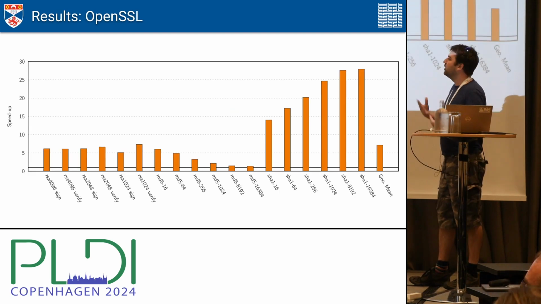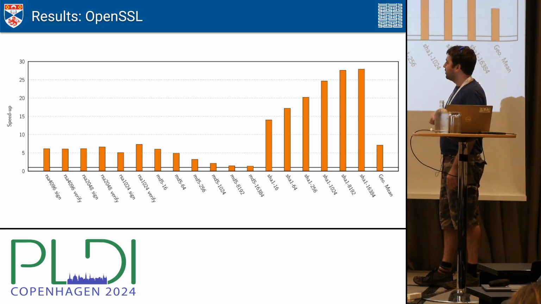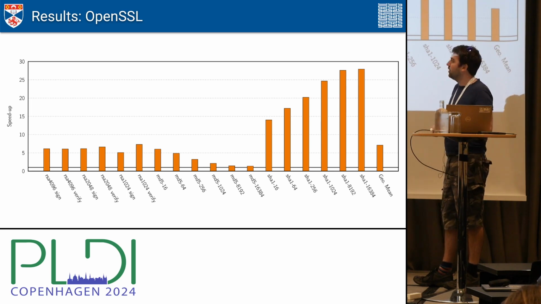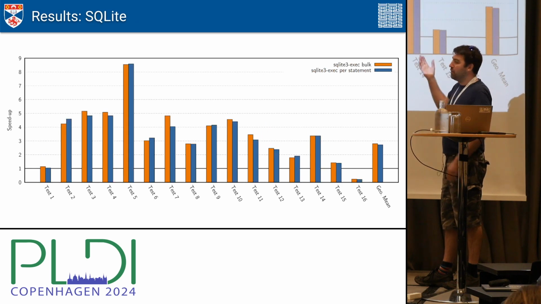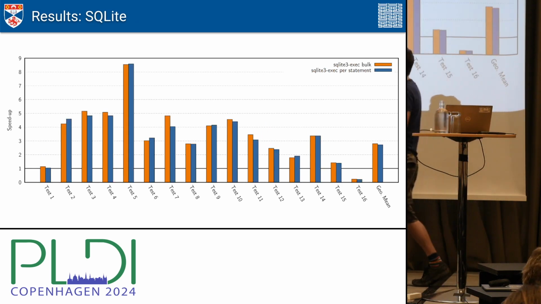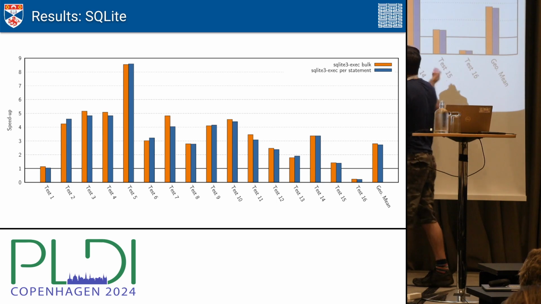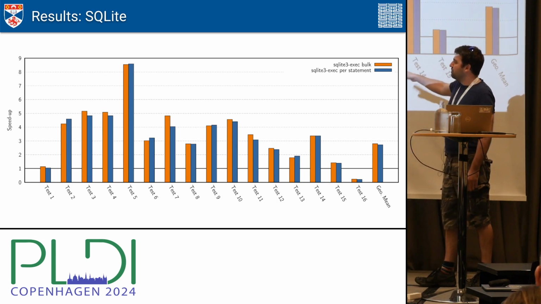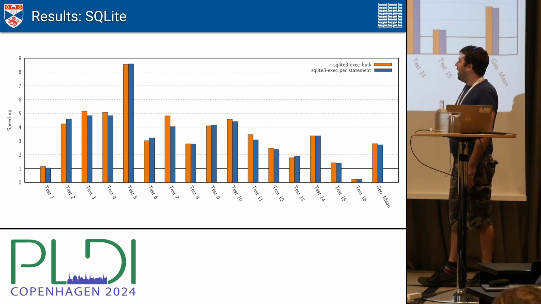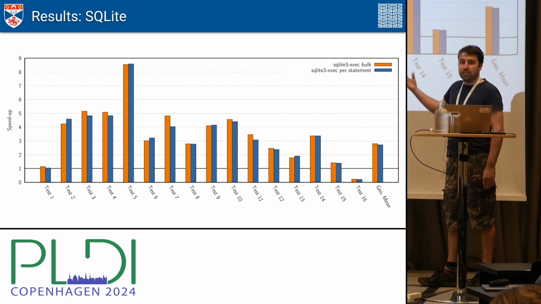And then for more real-world benchmarks, things like OpenSSL, we get massive speedups across here for all of the different OpenSSL benchmarks, which are built into the OpenSSL tool. And for SQLite, a popular embedded database, in the internal test suite here, apart from test 16, everything is much faster using the shared library acceleration feature.